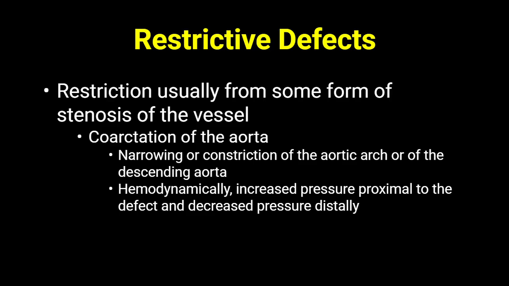You might feel weak or delayed femoral pulses compared to brachial pulses. Blood pressure in the arms will be higher than in the legs. This is a key diagnostic finding. Nursing assessment includes checking 4 extremity blood pressures. A significant difference between upper and lower extremities suggests coarctation.